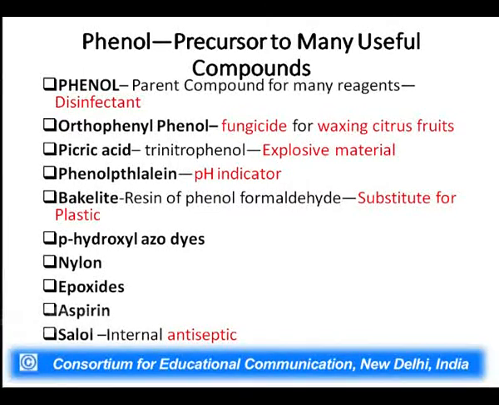Bakelite, which is a resin of phenol and formaldehyde, is a substitute for plastic and is used for making handles of cookers and other utensils in the kitchen. Phenol reacts with diazonium salts, resulting in formation of azo dyes. It can also be used for making nylon, epoxides, aspirin, and xylol, which is an internal antiseptic.